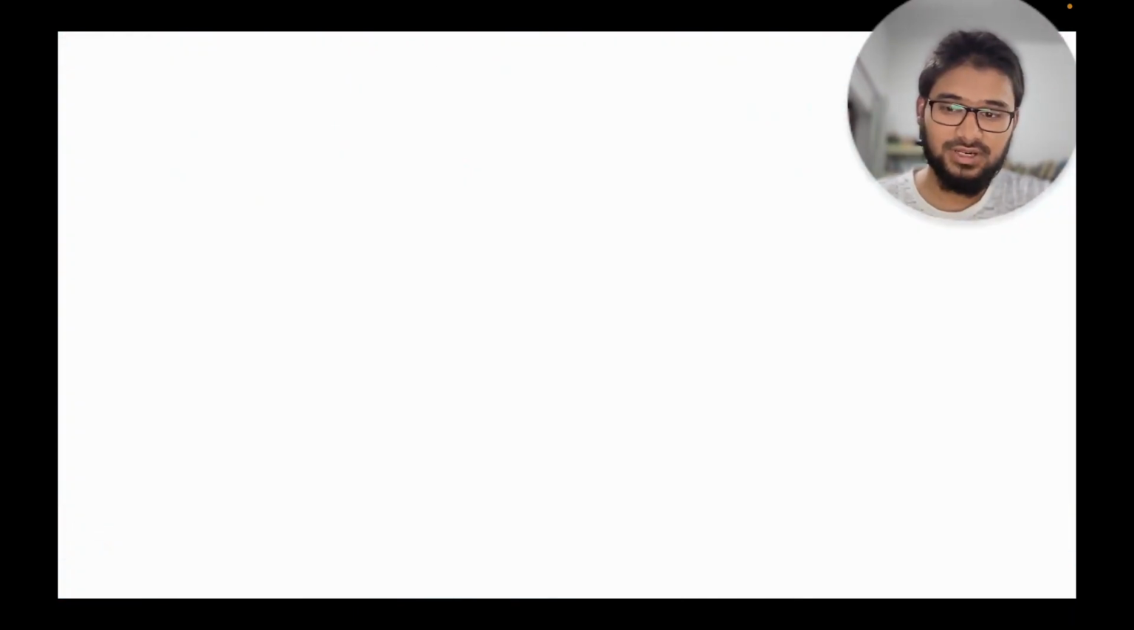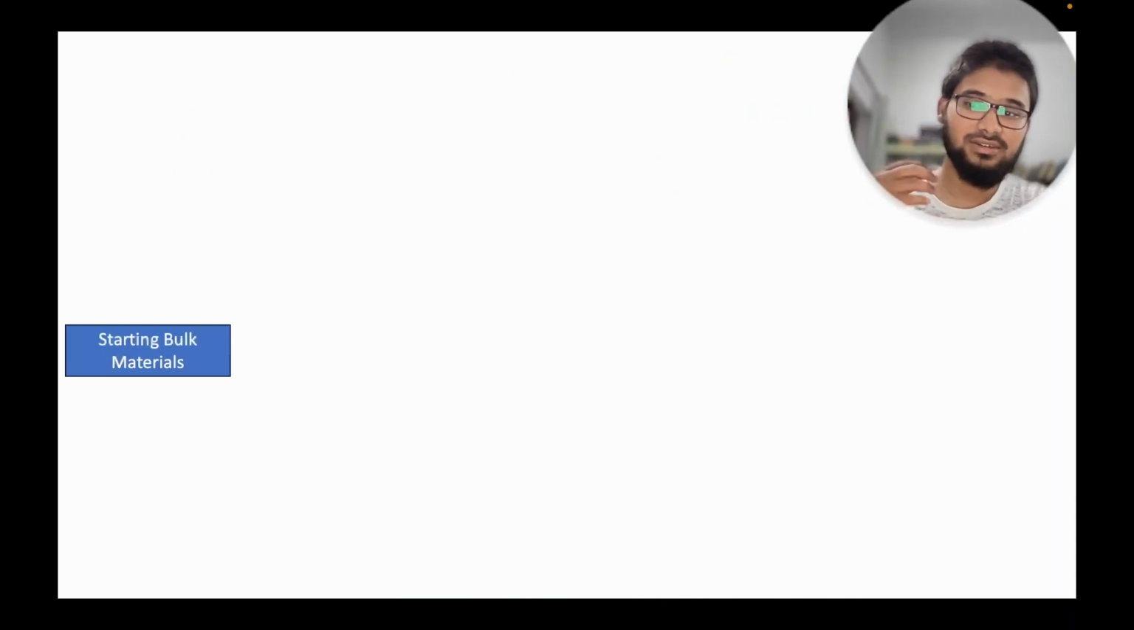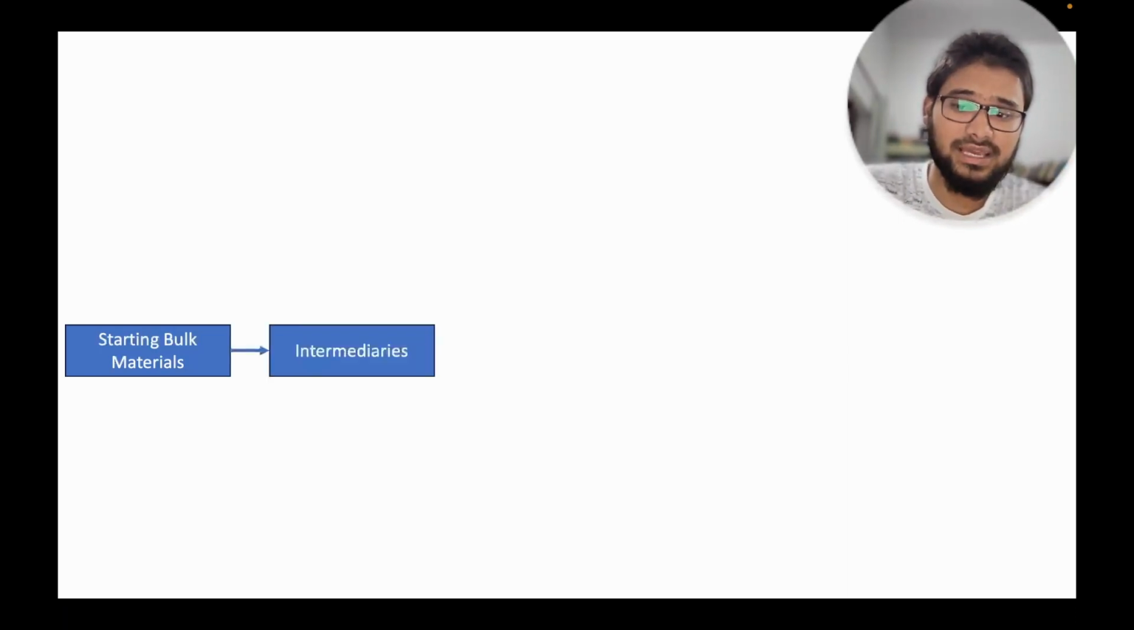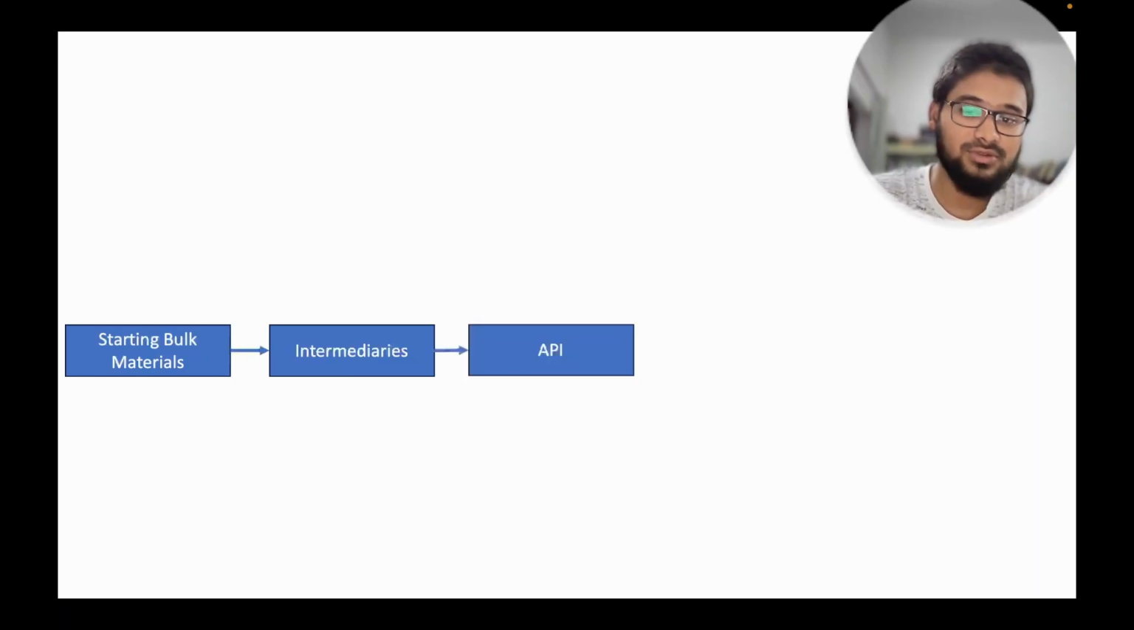So let's first start with bulk materials, right? That is the basic raw material. These are smaller molecules like benzenes and ethanols and really small basic functional groups which form आगे चल के more complex materials. So the first step is bulk material. The second step is intermediaries. So intermediaries are more complex molecules जो एक से ज़्यादा bulk material और एक से ज़्यादा functional groups को मिला के बनते हैं. And then we come to APIs.